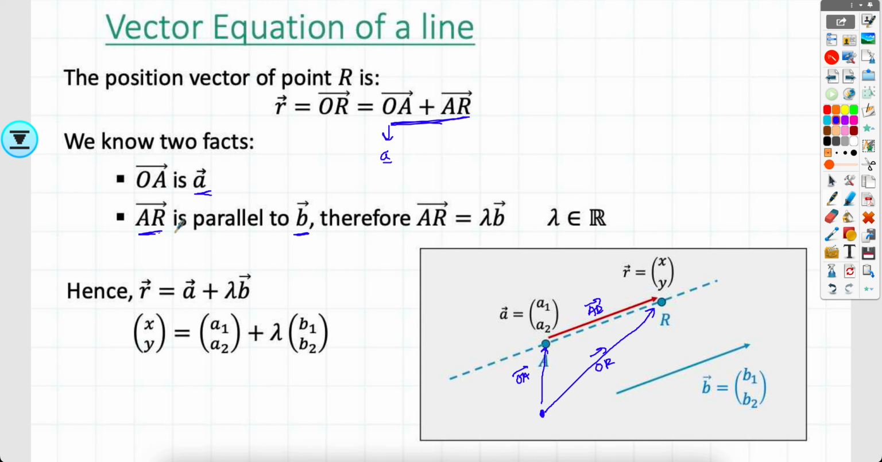And we know that when two vectors are parallel, I can represent this as a scalar multiple of my parallel vector. So I can rewrite AR as a scalar multiple of vector B because I want them to be parallel. And then by establishing this, you get the actual vector equation of a line. So this is what we're trying to get to here. This is the vector equation of a line, and you can represent it here as a straight equation or in component form.